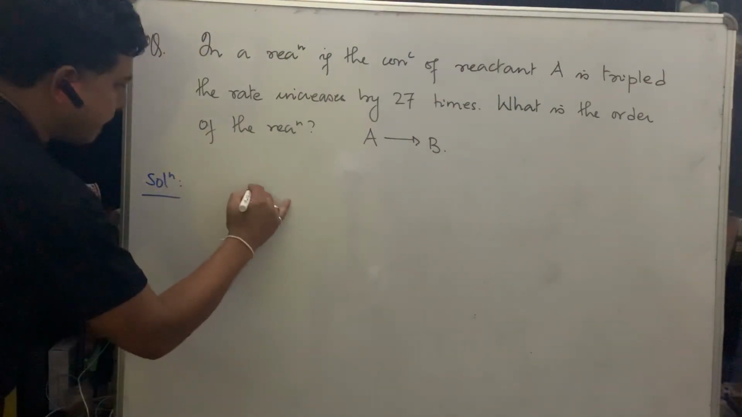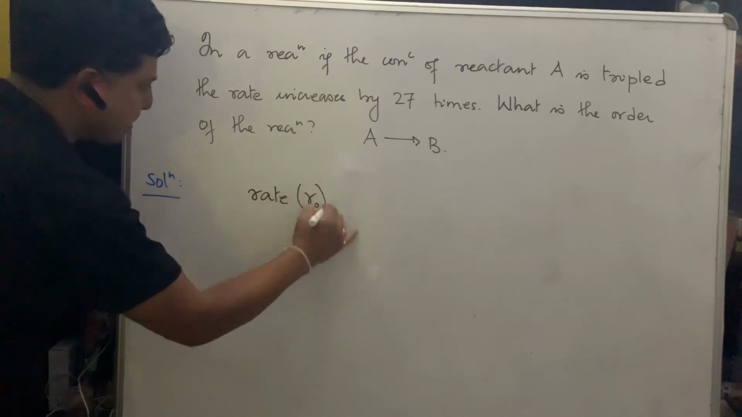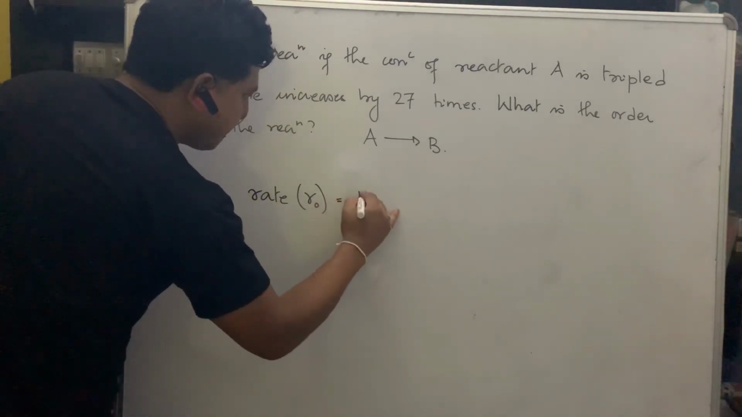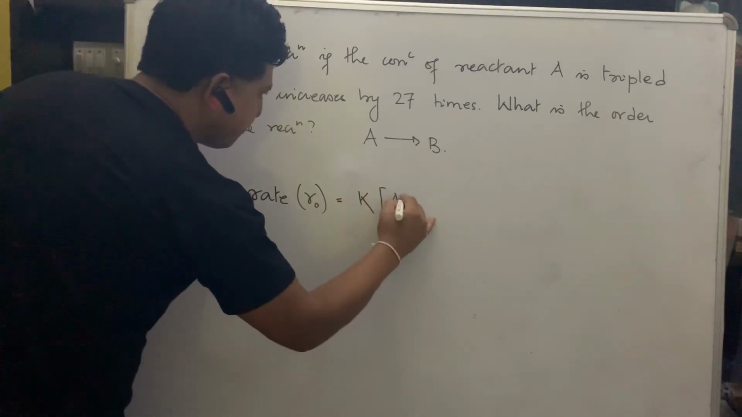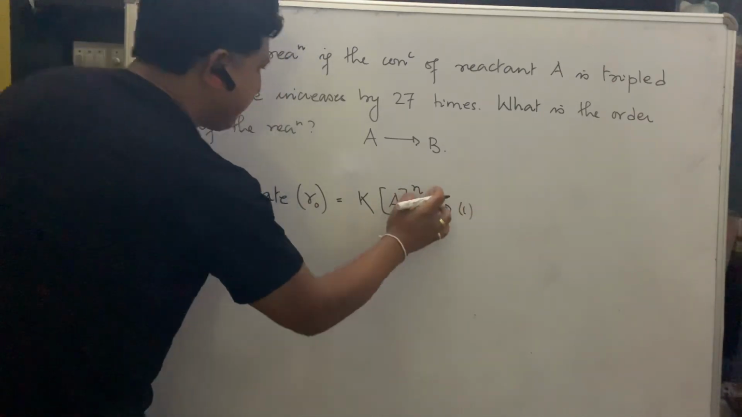So I'll denote the rate by R naught. We don't know the order, so let this rate be equal to K A to the power N. I don't know the order of the reaction, so I assume it to be N.